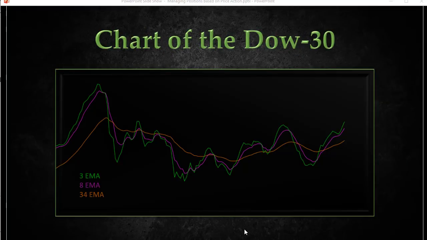Well, let me show you something. Here's that same 3 moving average chart. This is showing the Dow Jones Industrial Average today. You guys see a difference here? If you're wondering why you're struggling this year, why nothing seems to be working, it's because of that.